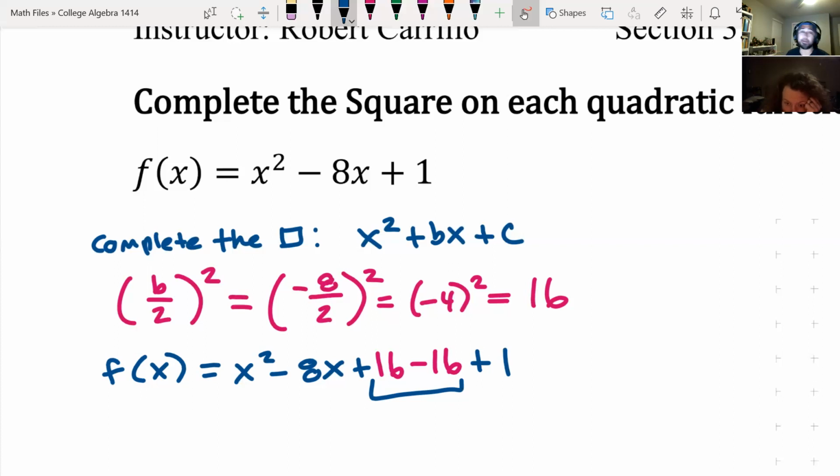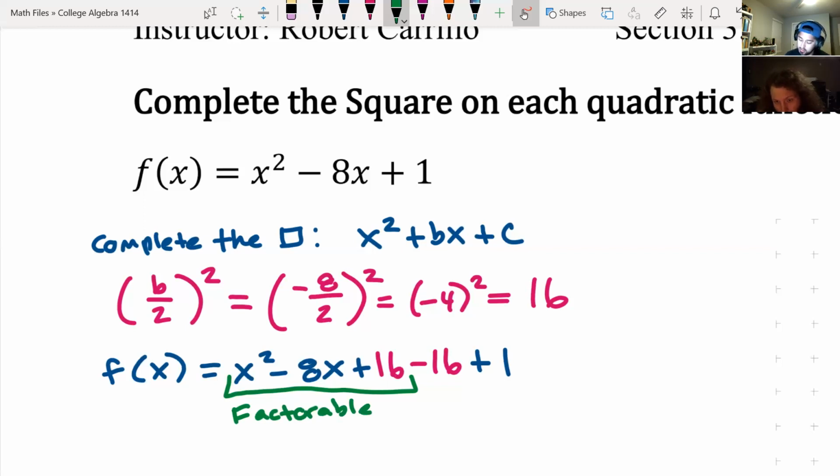So when we do this manipulation, this completing the square, after you do the completing the square process, this trinomial becomes factorable because this is now a perfect square trinomial. So this is now factorable. Oh, and I guess I should put add, subtract 16. There we go.